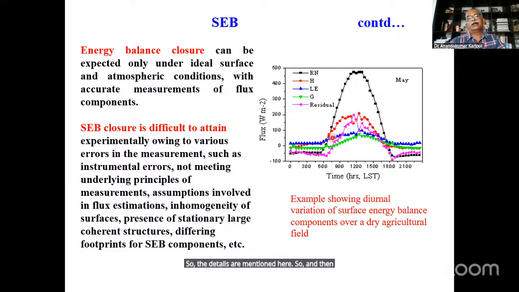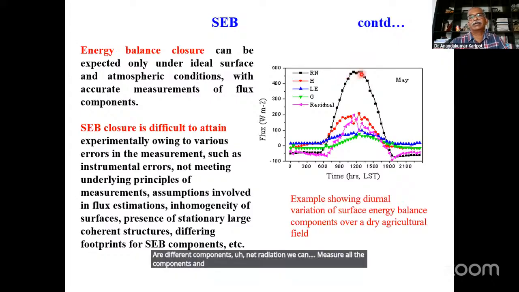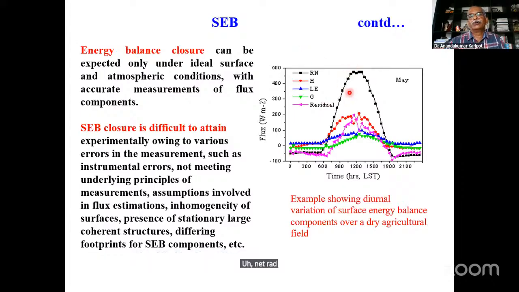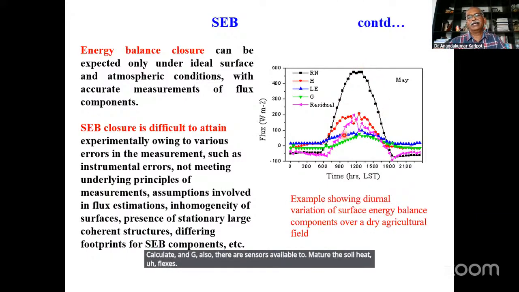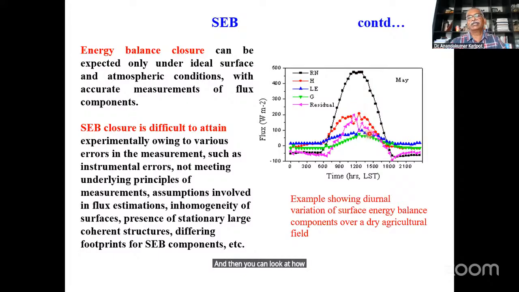So, assuming that we are using eddy covariance direct measurement, we can calculate the diurnal variation of these different components. Net radiation, we can measure all the components and calculate it, or directly measure it, as there are sensors available which give net radiation directly. Then H and LE we can calculate using eddy covariance or other methods, and for G also there are sensors available to measure the soil heat fluxes, and then you can look at how the net radiation is partitioned into other forms.